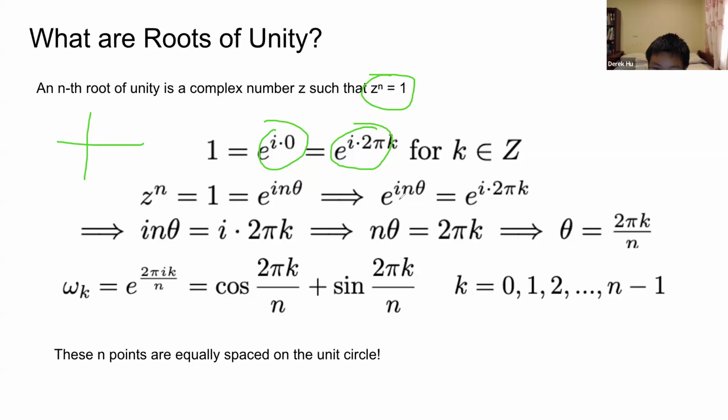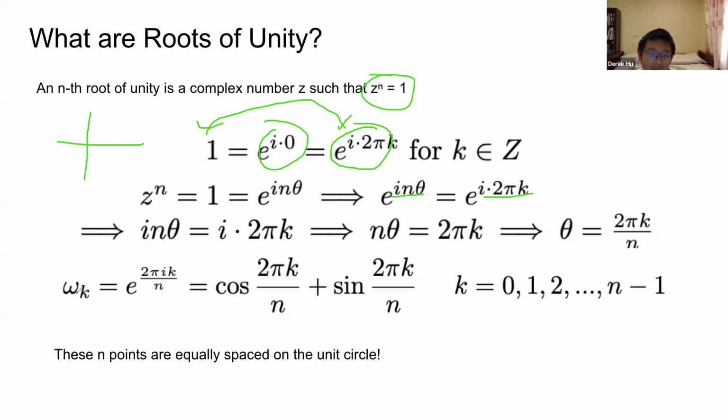And then this becomes e^(i n theta) = e^(i 2 pi k), since that's another way we express 1. And then we can set these two things equal to each other by taking the natural log of both sides. So then we have i n theta = i 2 pi k. And then we can divide both sides by i, and we have n theta = 2 pi k. And then we divide both sides by n, and then theta = 2 pi k over n.